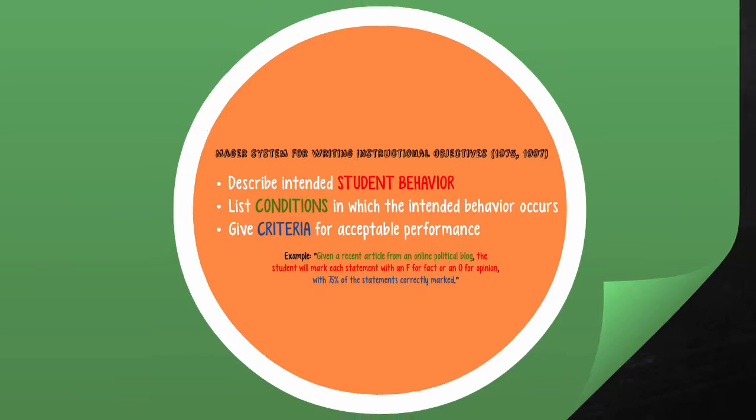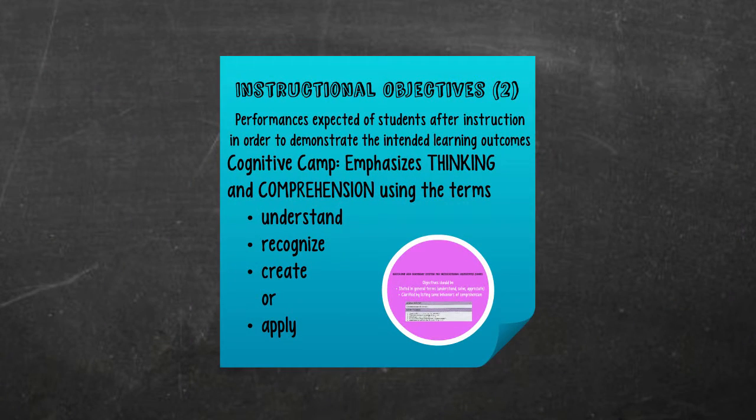The cognitive camp, instead of wanting observable behavior, strives to emphasize thinking and comprehension, and is usually associated with higher-level thinking operations, such as to understand, recognize, create, and apply.